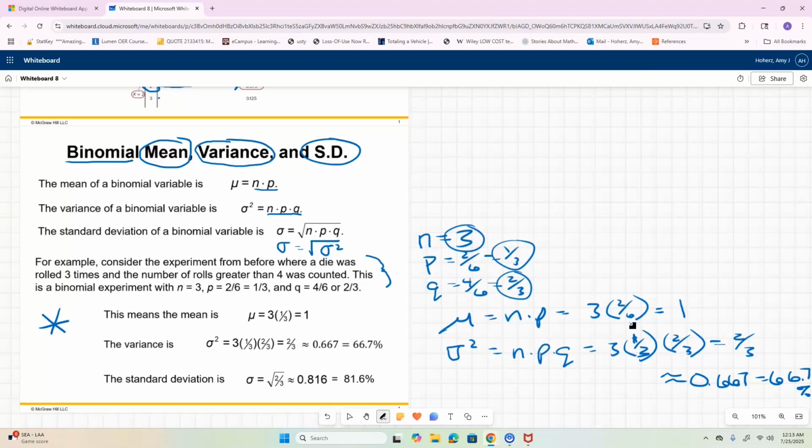Oh, that doesn't make sense. Variances aren't in percentages. That's a mistake. I was just following along with the slide. Somebody got a little carried away with that. Let me get rid of that. Okay, so these don't have percentages.